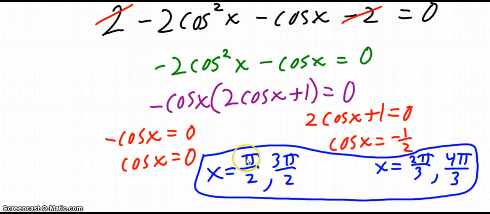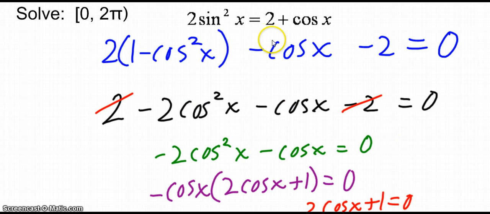Alright, so hopefully we got x equals pi halves and 3 pi halves, and x equals 2 pi thirds and 4 pi thirds, or x equals all of those. How did I come up with that though? Okay, so a few things going on here.